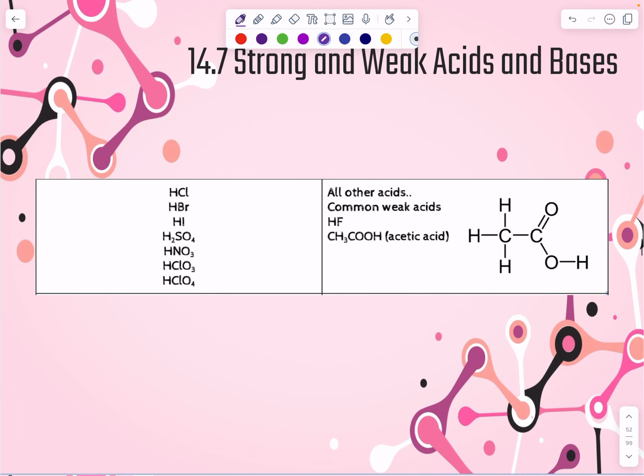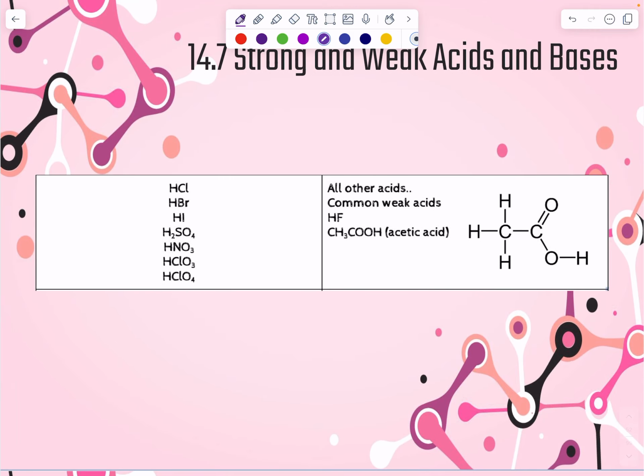So how do I know whether an acid is a strong acid or a weak acid? Honestly, we memorize the 7 strong acids. So there's 7 of them. That's HCl, HBr, HI. Notice that these are 3 of the halogens, right? And then there is H2SO4, HNO3, that's sulfate and nitrate, 2 super common polyatomic ions. And then there's HClO3 and HClO4.